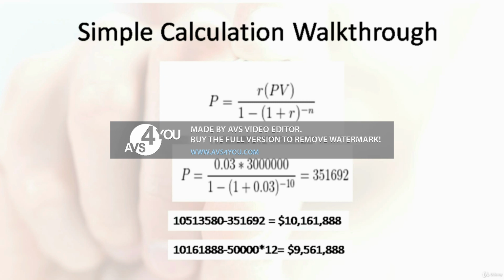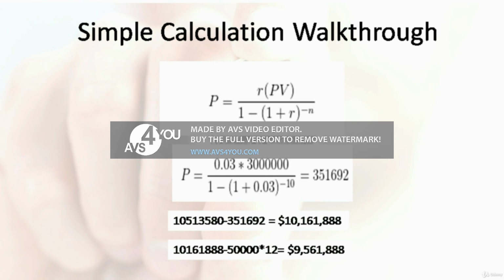So that will be what is left, which is $10,513,580 minus the $351,692. This equates to what you get as $10,161,888. Now, let's say that your maintenance and operating costs would net around 50 grand per month, which includes utilities other than electricity, maintenance, security, etc.